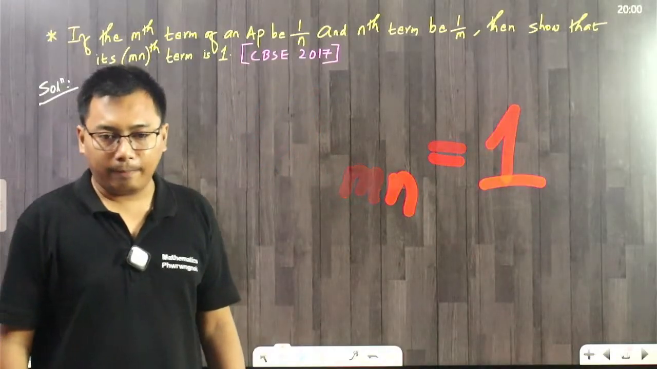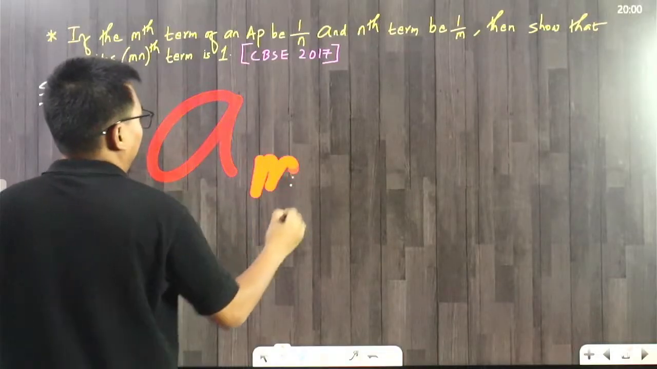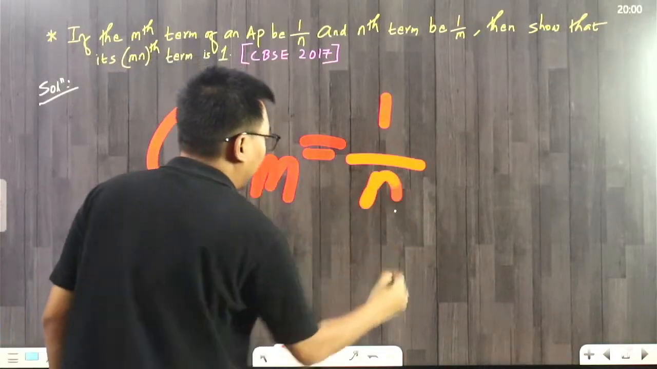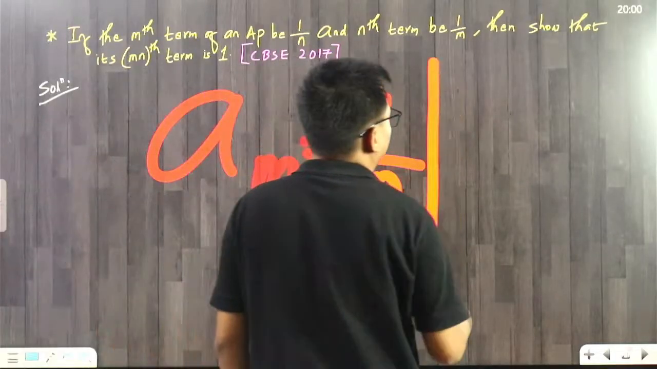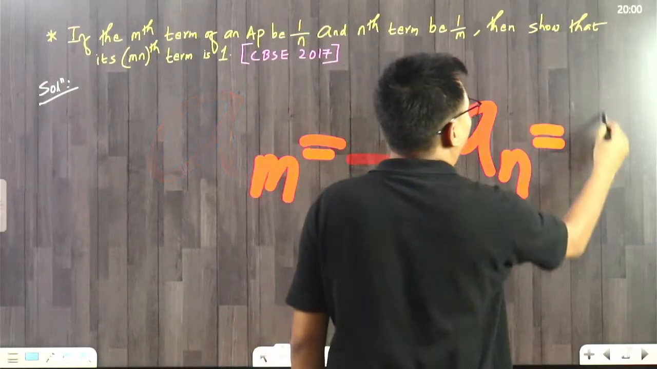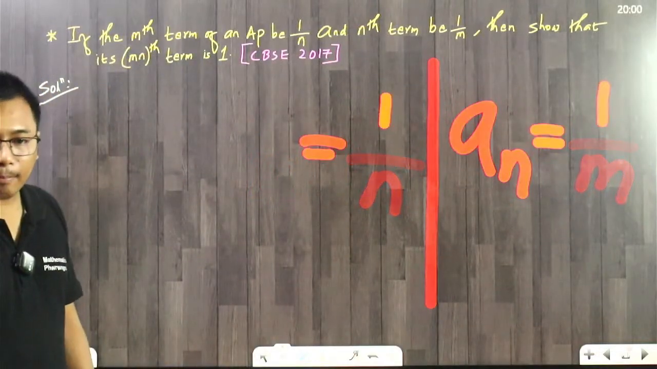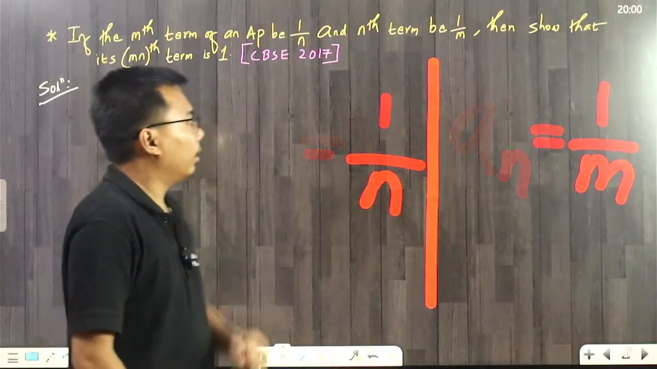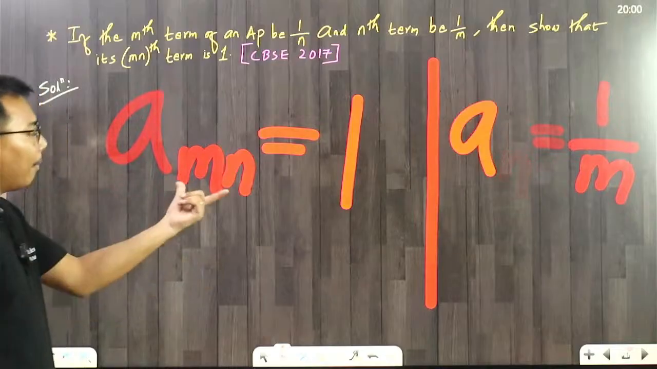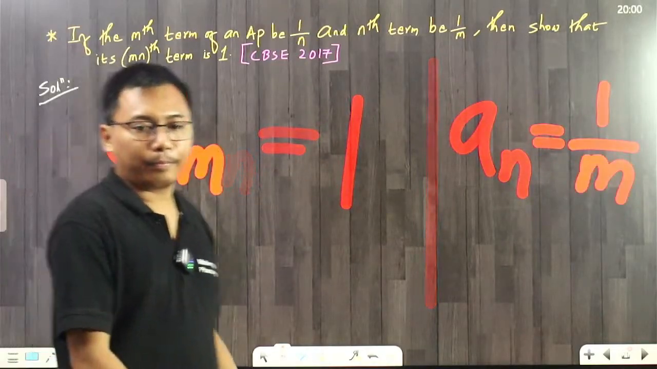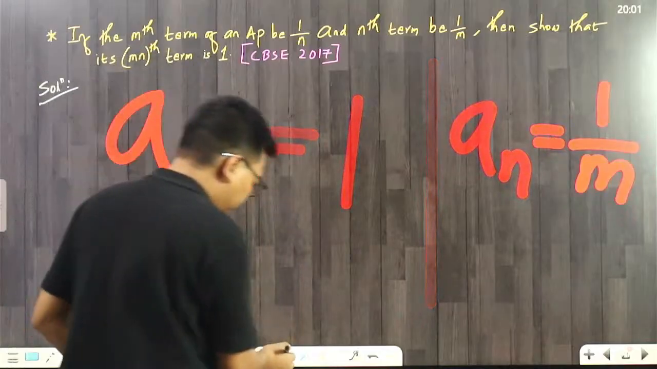Okay, is the question clear? I'll show you again. See, what's given? First of all, the mth term is 1 by n. This is given. Second, the nth term is 1 by m. We have to prove this: a_mn is equal to 1. The mnth term is 1.